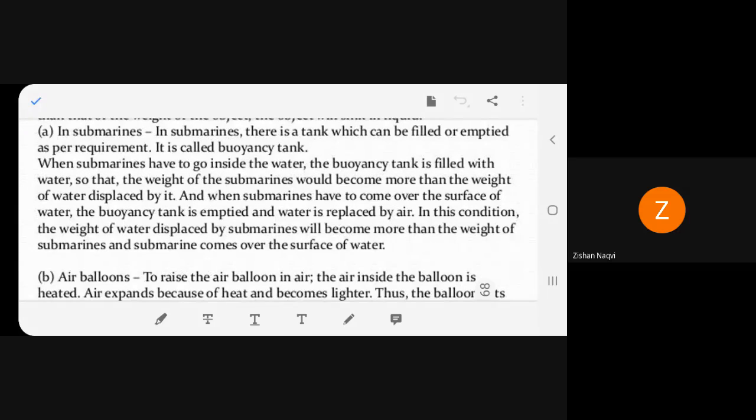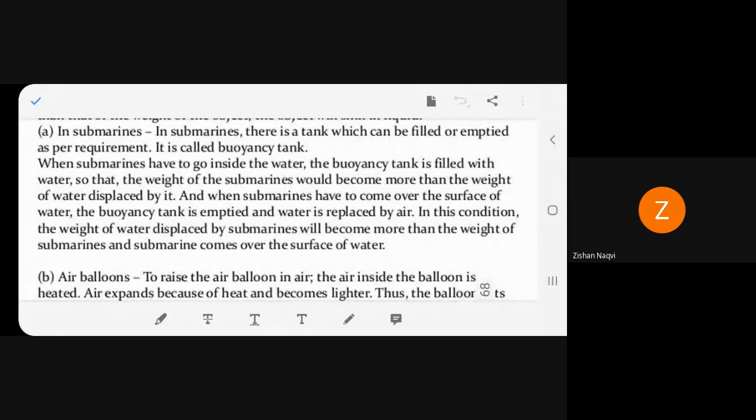Okay. So water is replaced when the tank becomes empty. So in the tank, what is there? Air. If water goes out of the tank, what is there in the tank then? It is air, and air makes it light, isn't it? So it becomes very lightweight. So it comes up to the surface of the water.